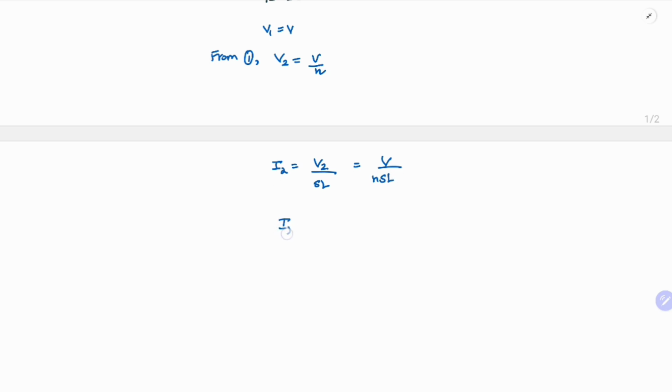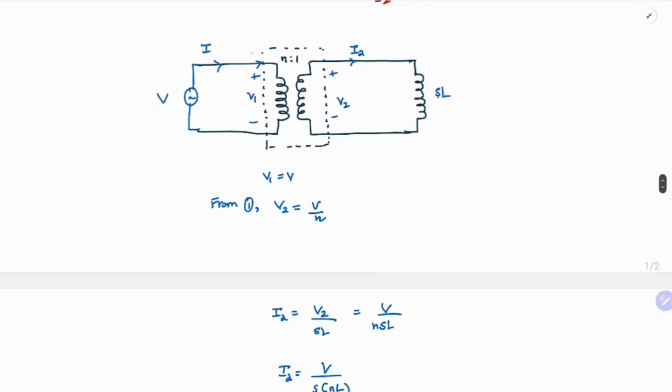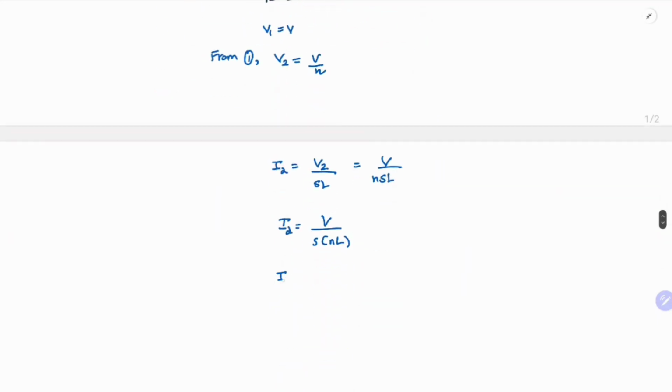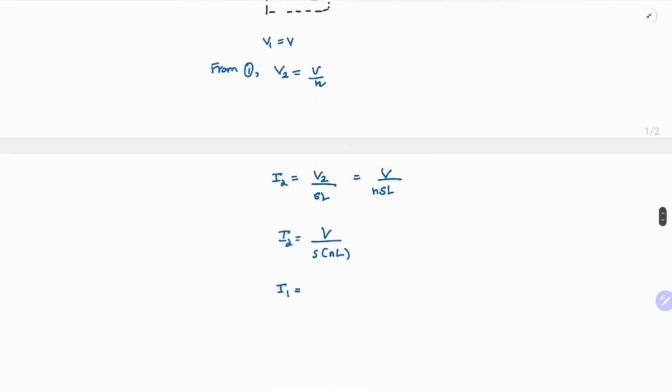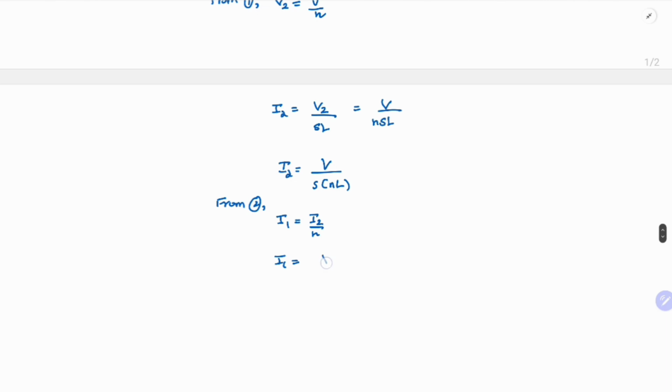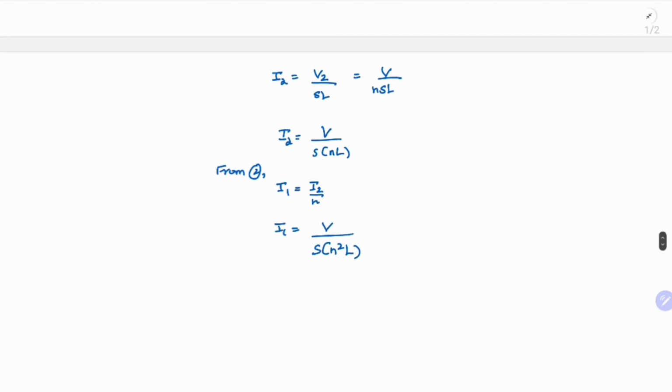So if you see, I2 is effectively like the impedance is NL. But we need to again refer it back to the input, which is I1. So what is I1? I1 you can get it from 2. So I1 is equal to I2 by N. So I1 is equal to V by S into N square L. Okay. Now I1 is nothing but I. So I is equal to I1 equal to V by S into N square L.